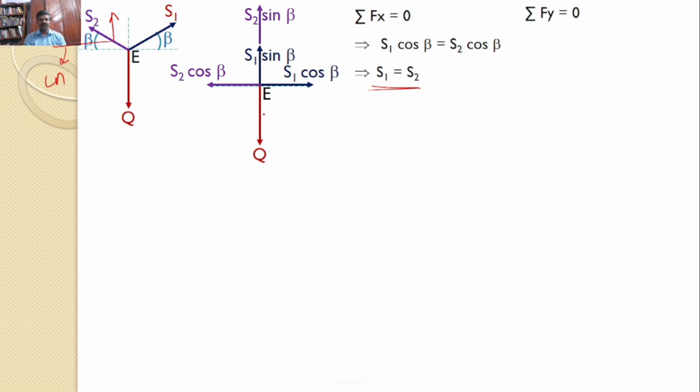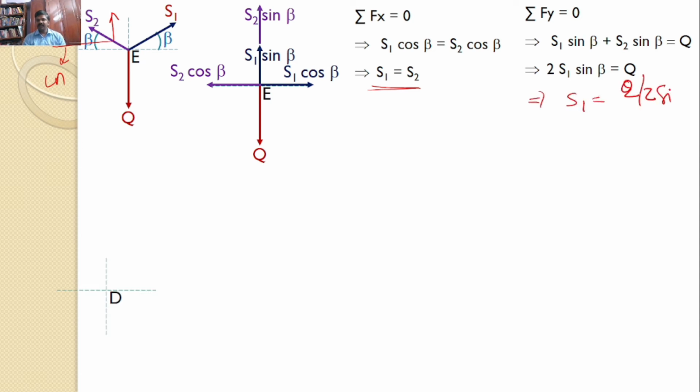Similarly, if you use sigma Fy is equal to 0, there is one force acting in the downward direction, and two forces acting in the upward direction. Hence S1 sin beta plus S2 sin beta is equal to Q. But you know that S1 is equal to S2, you substitute here, then you will get 2 S1 sin beta is equal to Q, so S1 is Q by 2 sin beta.